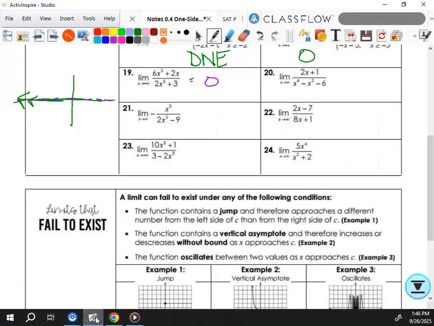So let's look at 20. Top heavy, bottom heavy, tied in degree. Bottom heavy. So what's our limit? 0. As we approach infinity, it's 0. If I was approaching negative 2 or 3, then I look at the middle behavior. If we're talking end behavior, we're talking asymptotes, okay? All right, so let's look at that graph.